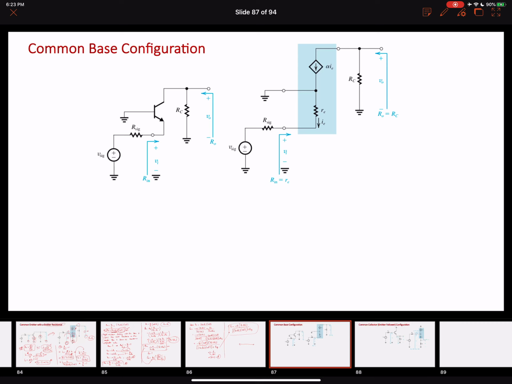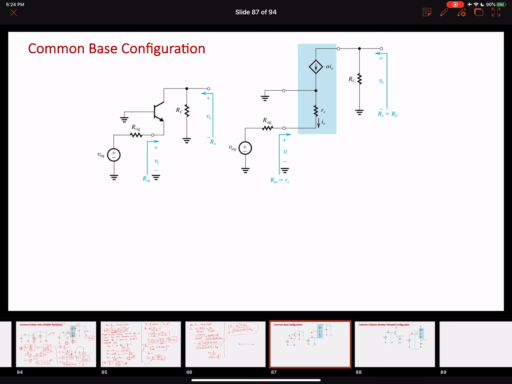In the lecture today, we are going to talk about the common base configuration. Then one configuration is remaining, common collector. After that, we're going to do one more example today, and that would be it. All right, so let's start with the common base configuration.